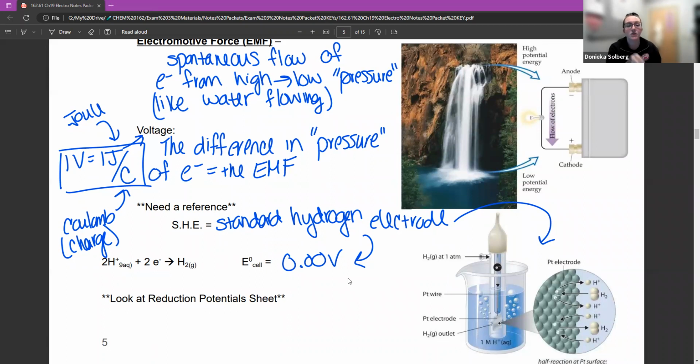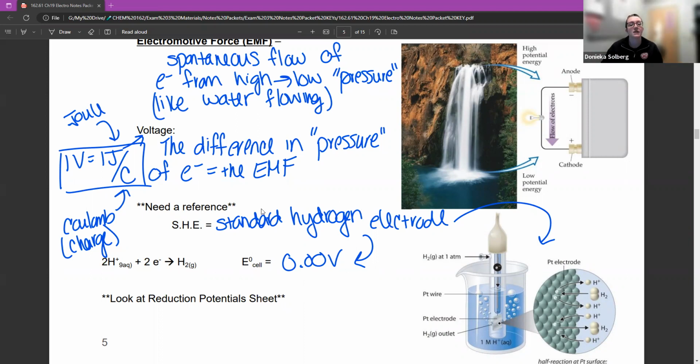Now, when you actually do the lab, you are going to be using your own reference, and it's not going to be hydrogen. I believe that it is magnesium. So you're going to set magnesium as 0 and then compare everything to that. So the values on the sheet that you use for this section are not going to be useful in lab because you are making your own list. So just keep that in mind.